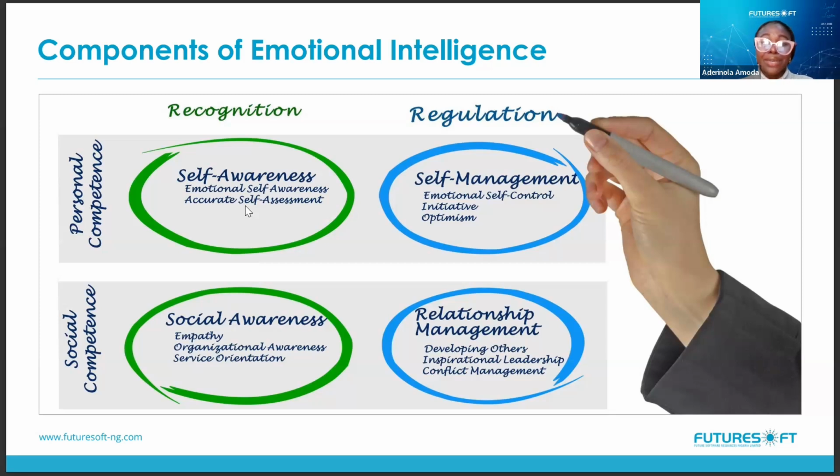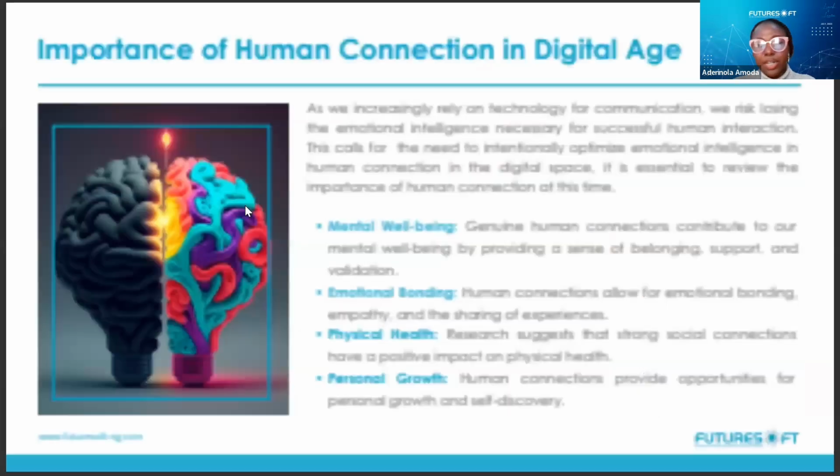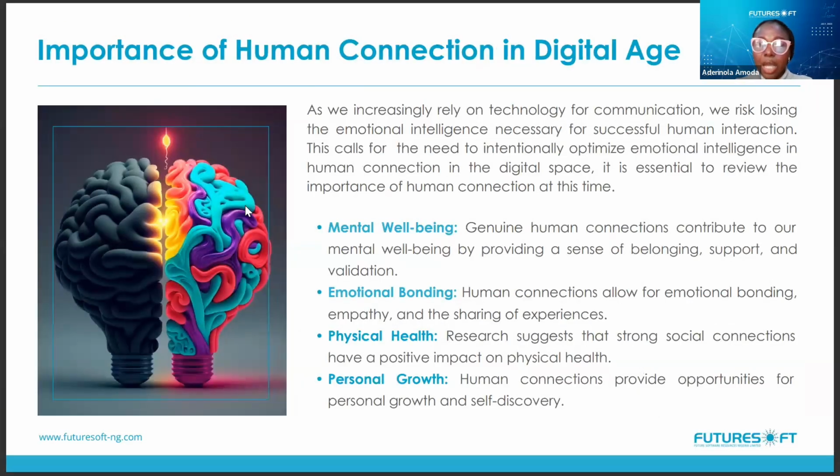As we increasingly rely on technology for communication, we risk losing the emotional intelligence necessary for successful human interaction. Human connection or interaction is a fundamental aspect of emotional intelligence. It's a fundamental aspect of our lives. It impacts our well-being and overall success and happiness.